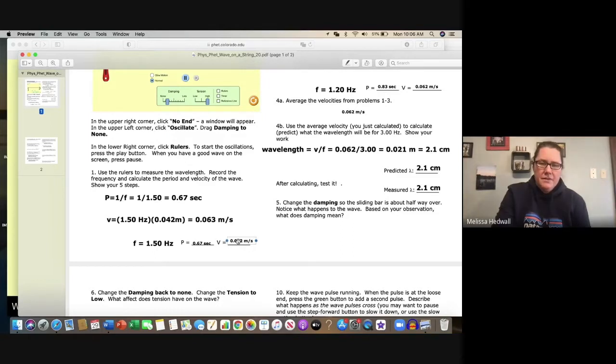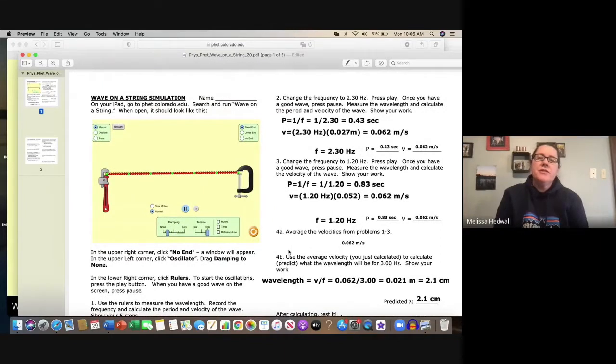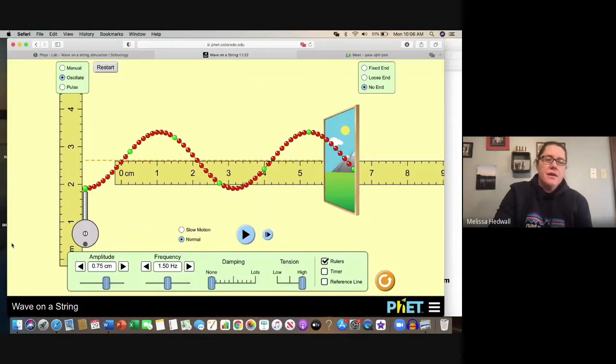Oh, I have that wrong here. Fix that. And we've got that. So then it says to change the frequency to 2.30 hertz and press play. And we'll get that information. So we'll do that. 2.30 hertz.